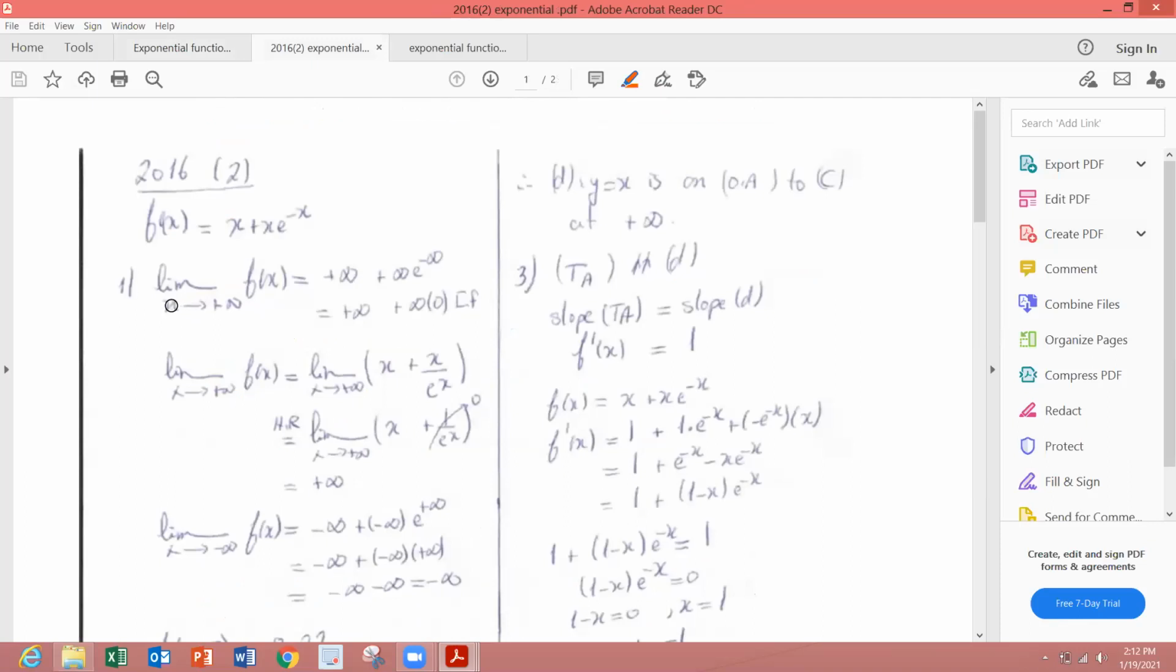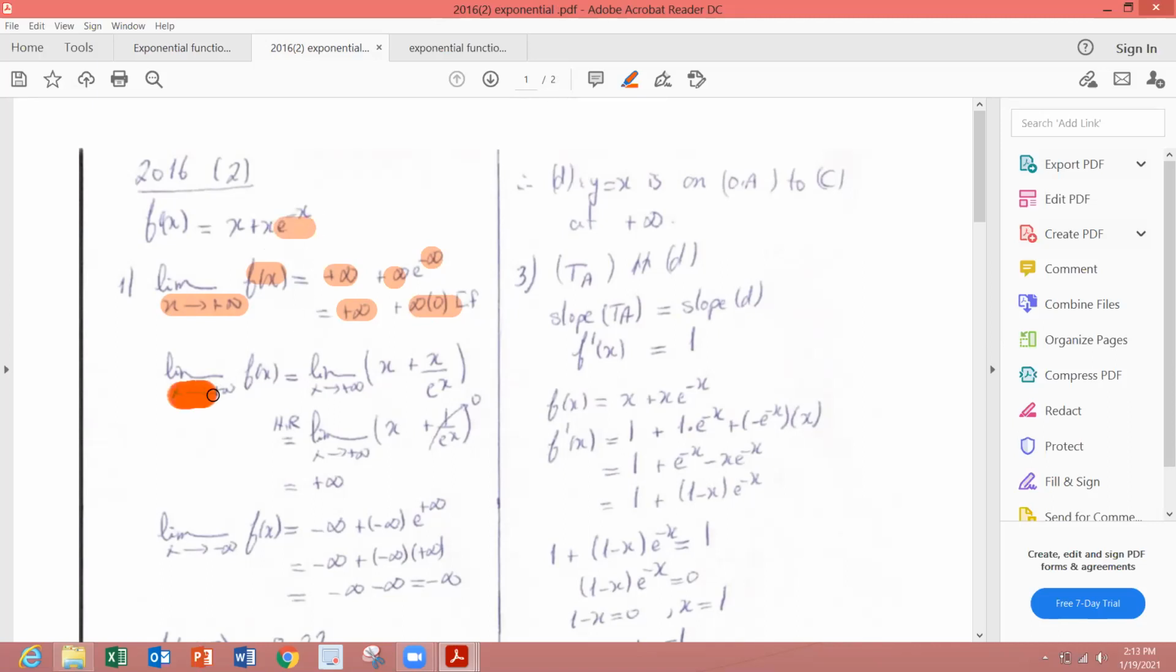We will start first with plus infinity. Limit as x tends to plus infinity: we replace each x by infinity. This x becomes plus infinity, plus infinity times e to the minus infinity, and e to the minus infinity is 0. So infinity times 0 is an indeterminate form. You have to change the form. Changing the form, e to the minus x goes down to the denominator.